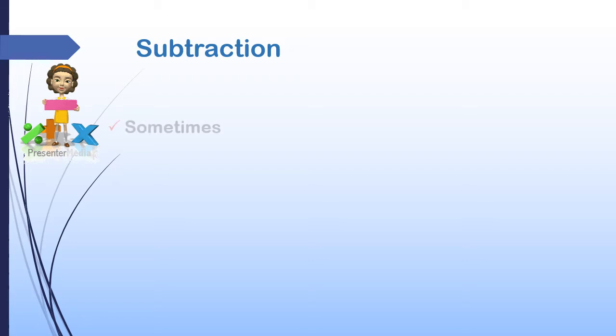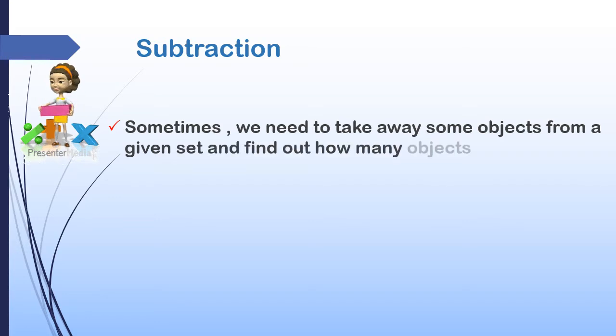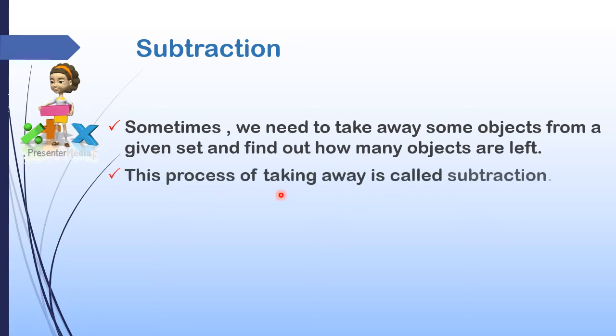So the definition of subtraction is, sometimes we need to take away some objects from a given set and find out how many objects are left. This process of taking away is called subtraction. Okay, the process of taking away some objects or some things from a given set is called subtraction.